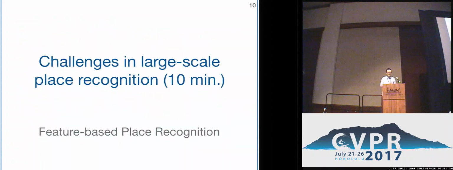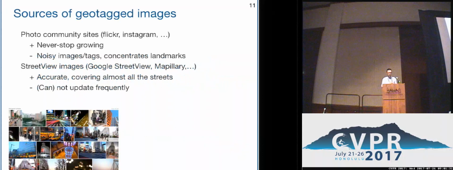Let's next have a look at why large-scale visual place recognition is challenging. Before thinking about that, let's have a look at the source of geotagged images. There are two major sources. One is the photo community sites like Flickr and Instagram and so on. The good point of these community photos is that it never stops going. So people keep uploading the photos.